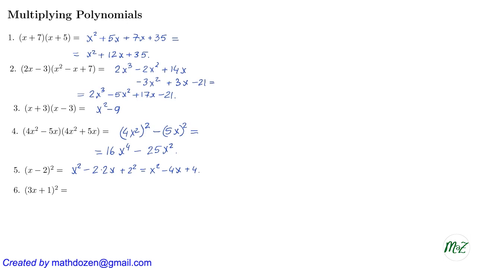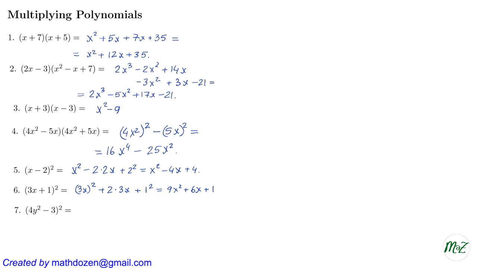In the same similar fashion, the square of the sum works out this way. We have 3x plus 1 squared. So I'm gonna get the square of the first term plus twice the cross product, 2 times 3x times 1, plus 1 squared. So this results in 9x squared plus 6x plus 1.